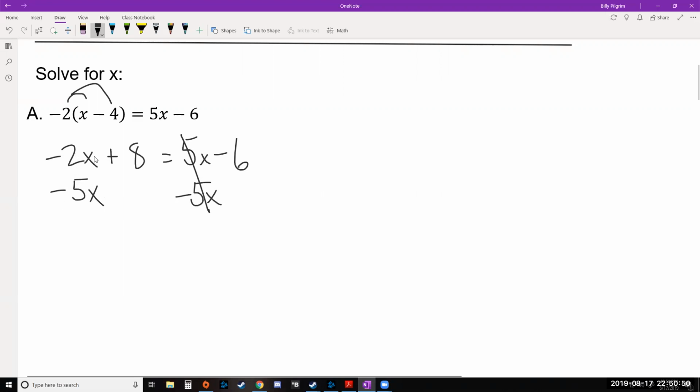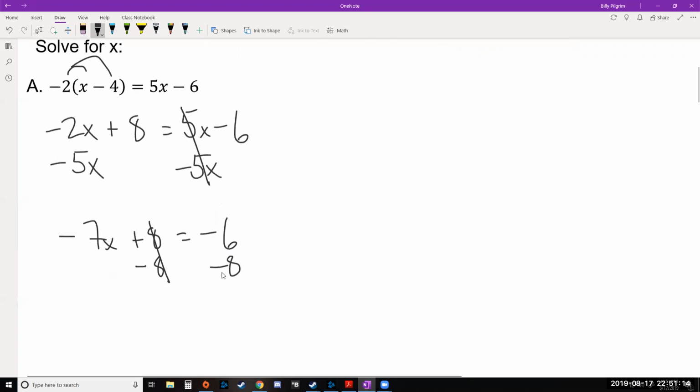Okay, so over here, we can combine these. So we get -7x plus 8 equals -6. All of our x's, all of our variables are on one side. So we want to get everything without a variable to the opposite side. So this 8 needs to go. And because it's positive, we're going to subtract 8 from both sides. Okay, so they cancel out here. That's how we know that step works.